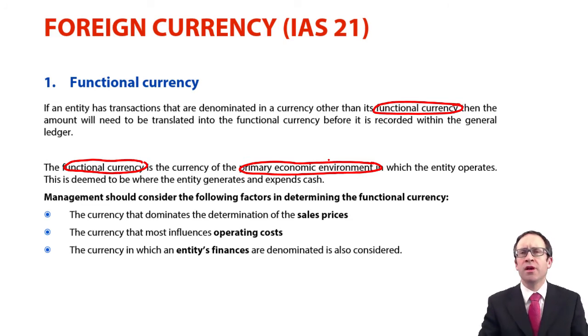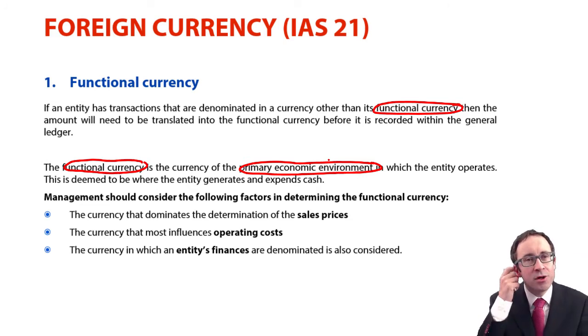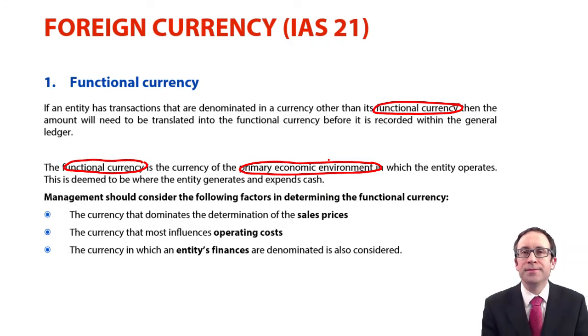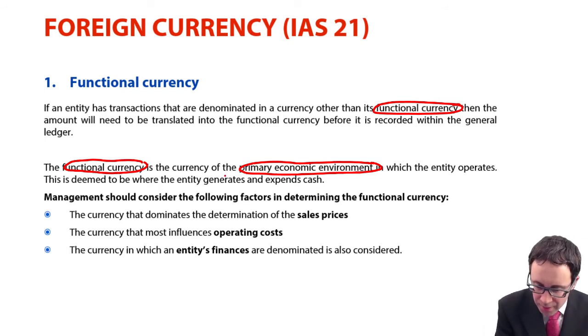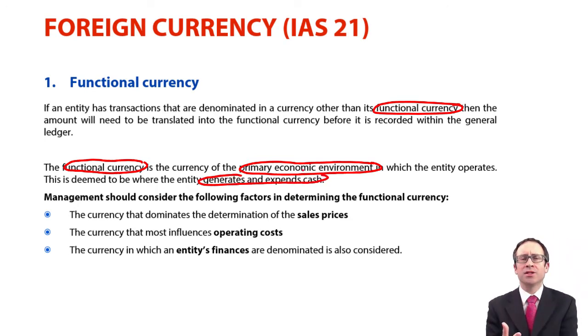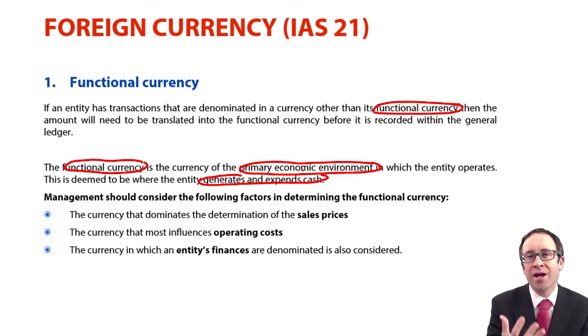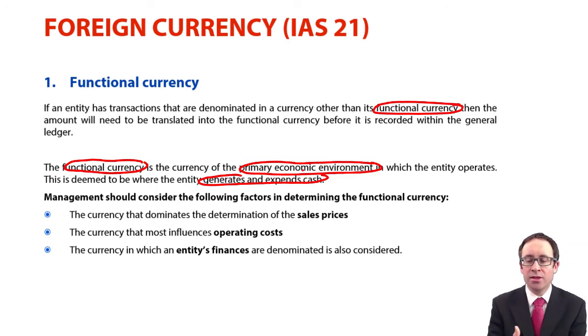Okay, because if you're a business, you might be set up within the UK, but you might operate economically elsewhere within the world. Okay, so what you have to go through and do there is you need to look at where the company generates and expends cash, because where the vast majority of the company's cash is spent, where the vast majority of the company's cash is generated, is then the currency of that primary economic environment where you operate.